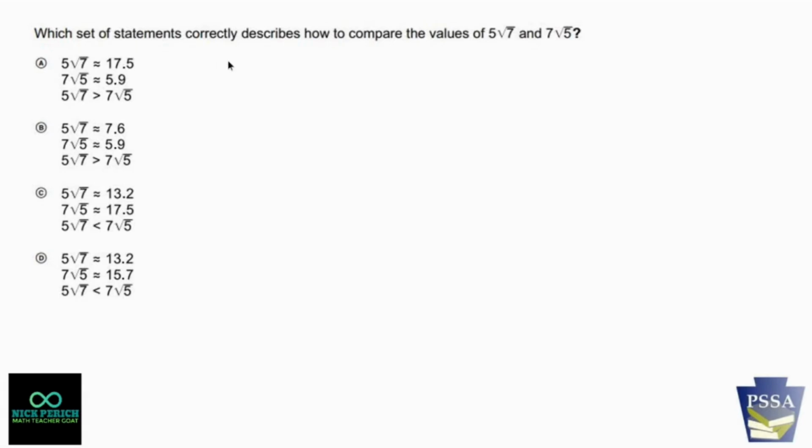Which set of statements correctly describes how to compare the values of 5 times the square root of 7 and 7 times the square root of 5? This is a calculator problem. So this is a matter of you just running to your calculator and finding out what 5 times the square root of 7 is and what 7 times the square root of 5 is.